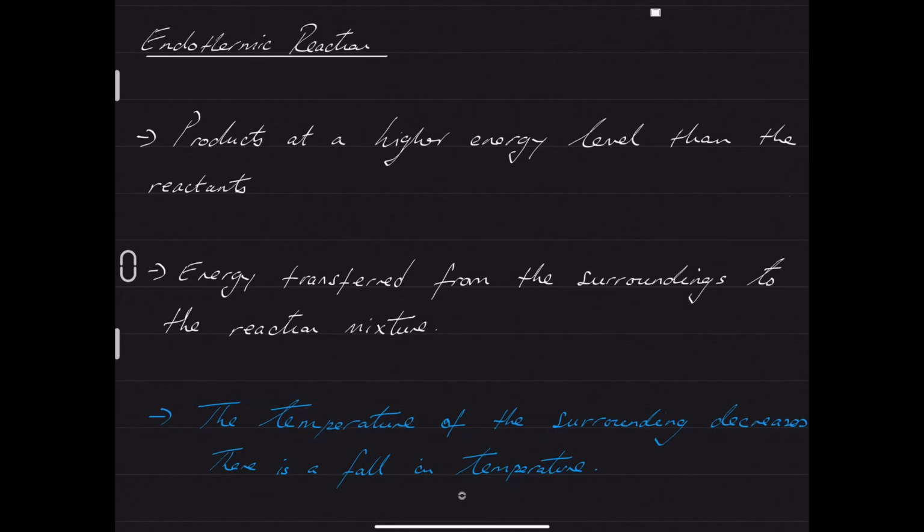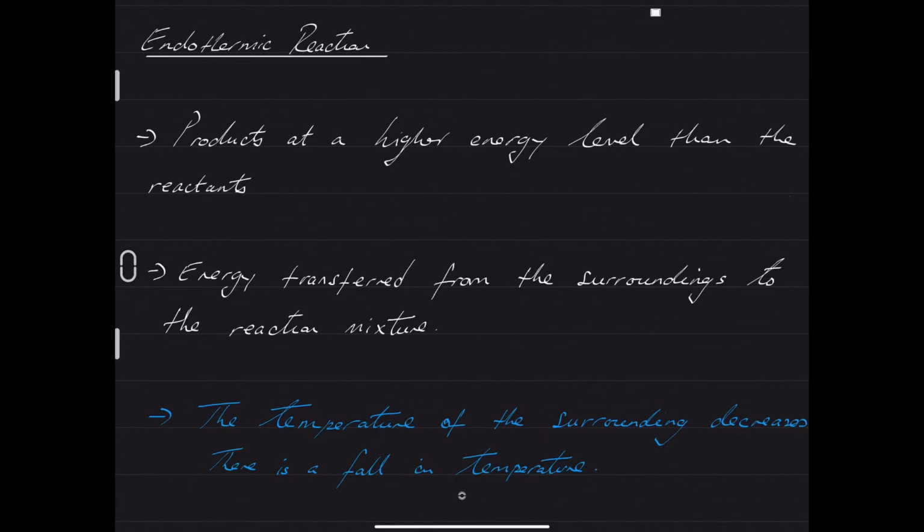Products are at a higher energy level than the reactants. Energy is transferred from the surroundings to the reaction mixture, i.e. energy is transferred from the surroundings to the reactants. The temperature of the surroundings decreases. So as the reaction proceeds, because energy is transferred from the surroundings to the reactants, the temperature of the surroundings decreases. This is a fall in temperature.